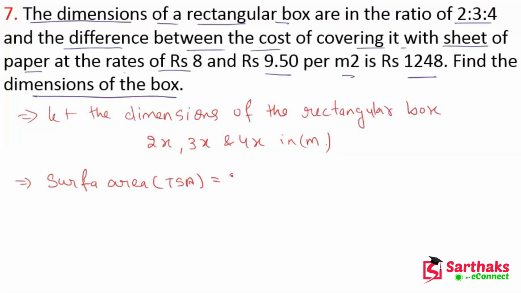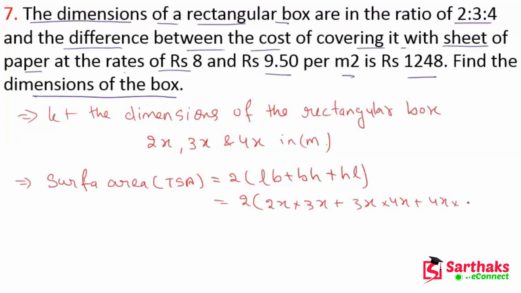We know that TSA is 2 into (LB plus BH plus HL), which equals 2 into (2x times 3x plus 3x times 4x plus 4x times 2x). If we solve this, we get 52x square.